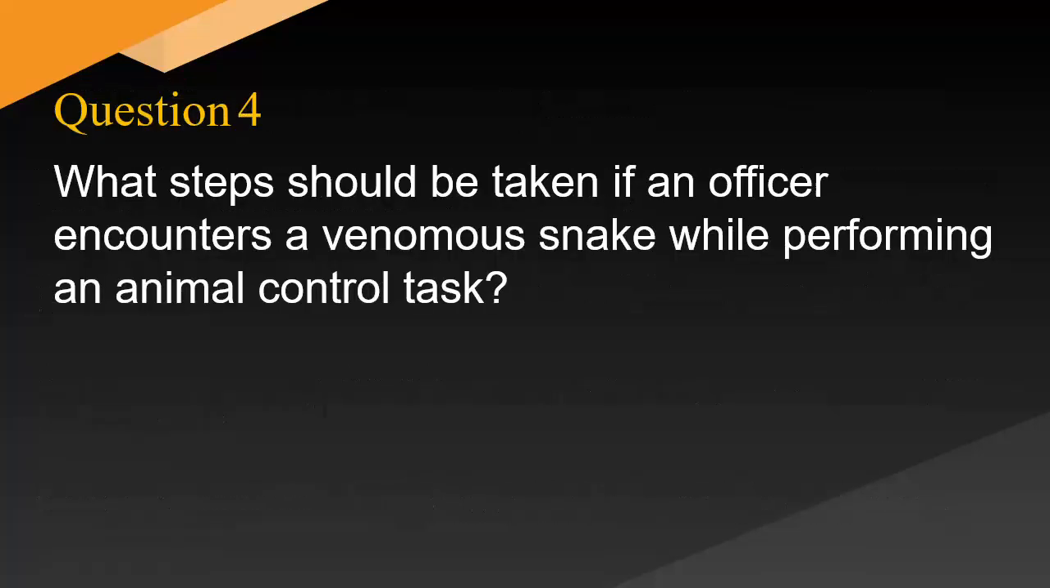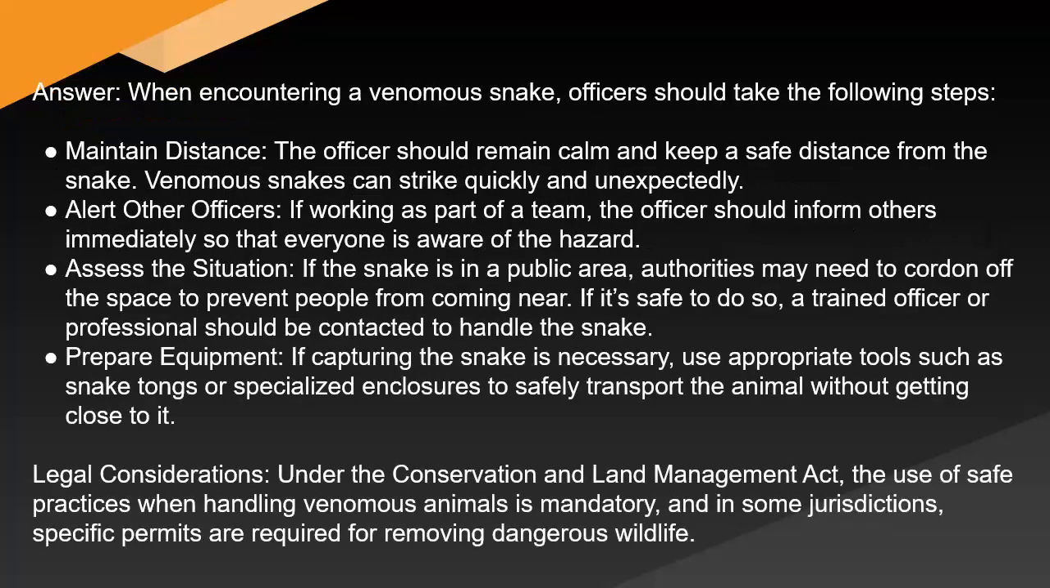What steps should be taken if an officer encounters a venomous snake while performing an animal control task? Answer: When encountering a venomous snake, officers should take the following steps. Maintain distance. The officer should remain calm and keep a safe distance from the snake. Venomous snakes can strike quickly and unexpectedly. Alert other officers. If working as part of a team, the officer should inform others immediately so that everyone is aware of the hazard. Assess the situation.